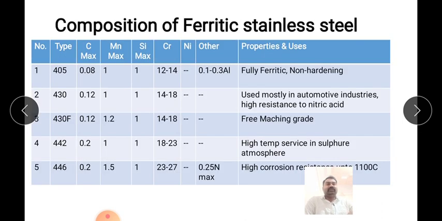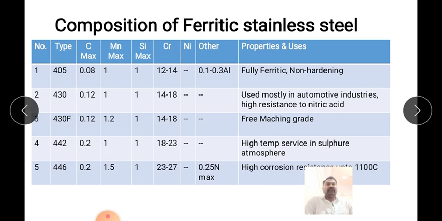Then the composition of ferritic stainless steel. In the composition, the ferritic stainless steel consists of near about 5 types. The types are 401, 430, 430F, 442, 446. These are the different types of ferritic stainless steel, and their composition, properties and uses are also given.